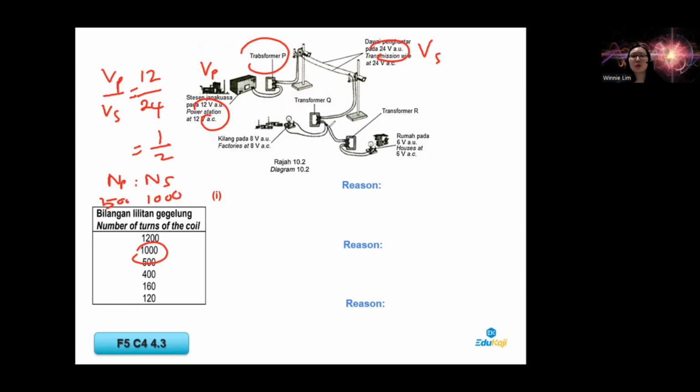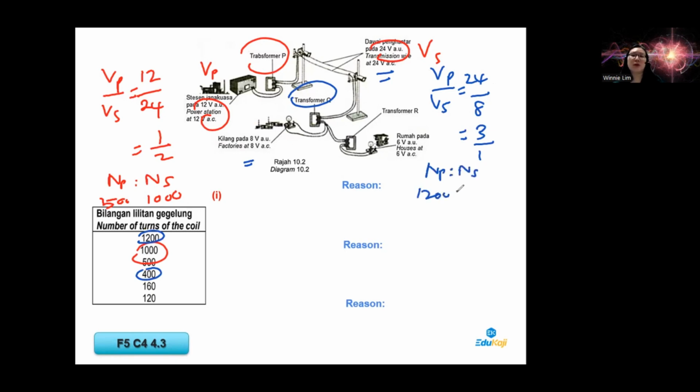Then you also have transformer Q. Q, from this to this, is step down already, correct? So VP over VS becomes what? 24:8. So the ratio is 3:1. So which one is 3 times 1? 400 and 1,200. So NP and NS will be 1,200 and 400. Can you get the idea? And then for the R is from 24 to 6.